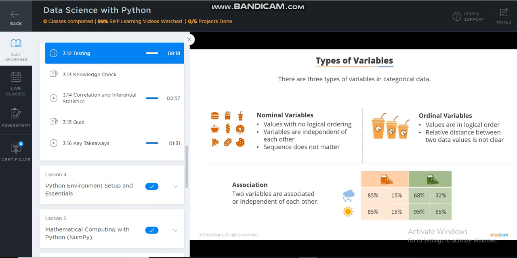Association indicates whether two variables are associated or independent of each other. For example, in the first dataset, weather does not affect the train schedule, but in the second dataset, it does. Variables have dependencies, and one changes if the other changes.